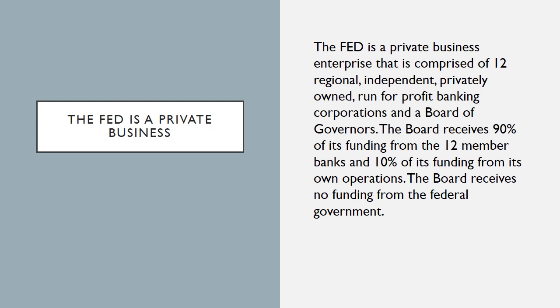The Fed is a private business. The Fed is a private business enterprise that is comprised of 12 regional, independent, privately owned, run-for-profit banking corporations and a controlling board of governors. The board receives 90% of its funding from the 12 member banks and 10% of its funding from its own operations. The board receives no funding from the federal government.